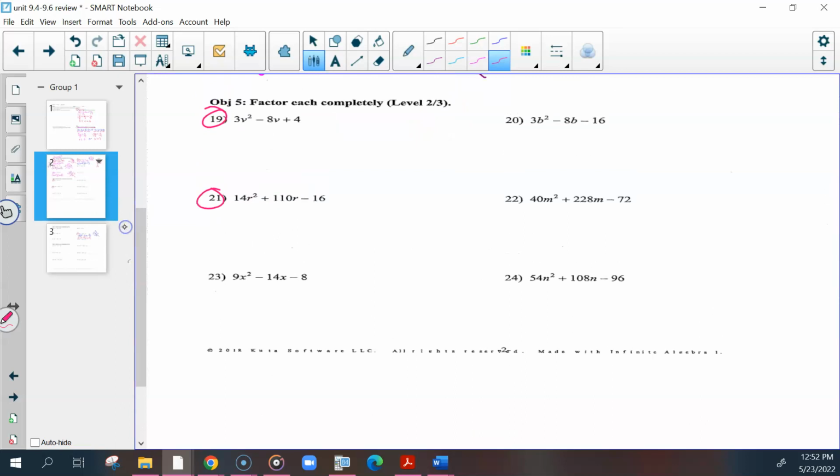So let's start with 19. This is a trinomial where your a value is not 1. When that happens, first look and see, does this have a GCF? Something they each have in common? No, besides 1, but that wouldn't change anything. So then we're going to multiply the first number and the last number, and we're looking for two numbers that multiply to be 12 and add to be negative 8.